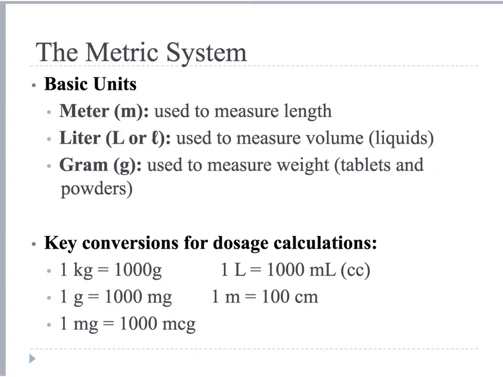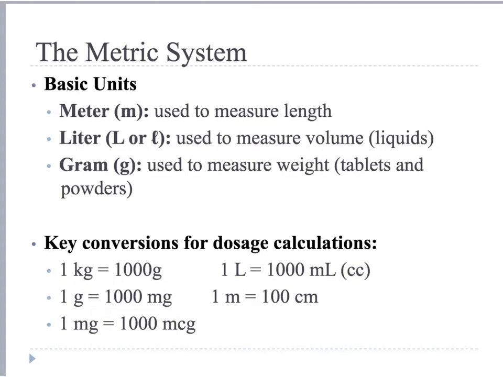So these conversions are, first one, 1 kilogram is 1,000 grams. 1 gram is 1,000 milligrams. 1 milligram is 1,000 micrograms. So we'll take a look at the metric system in a second here, but these are some of the key conversions, and those were given for weight. For volume, 1 liter is the same as 1,000 milliliters, which is also the same as 1,000 cc's.